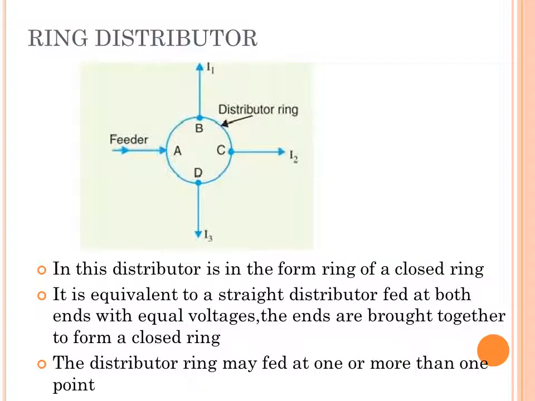Then the ring distributor. This distributor is in the form of a closed ring. It is equivalent to a straight distributor fed at both ends with equal voltages. The ends are brought together to form a closed ring. The distributor ring may be fed at one or more than one point. So the ring distributor may be fed with many incoming lines or may use only one feeding point, whereas you can take many outgoing tappings according to the requirement of the load arrangements.